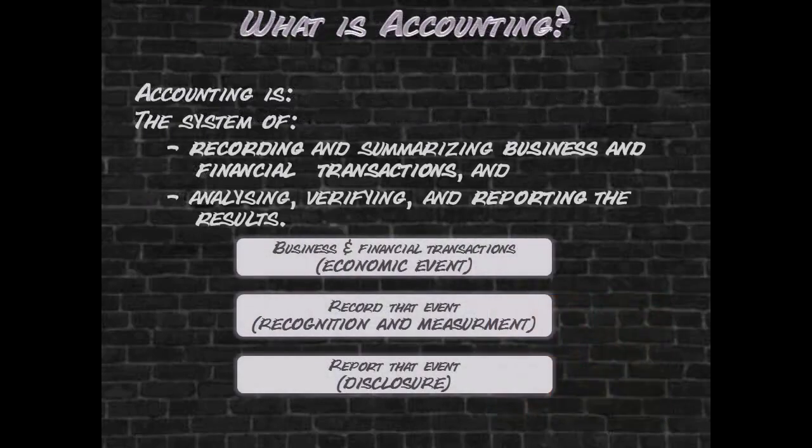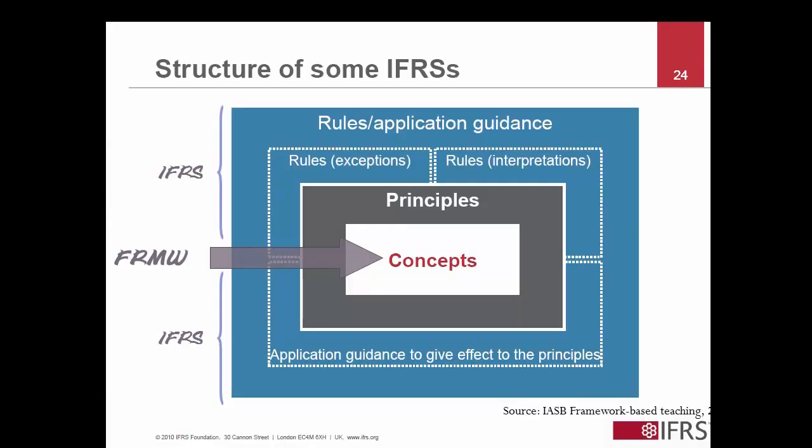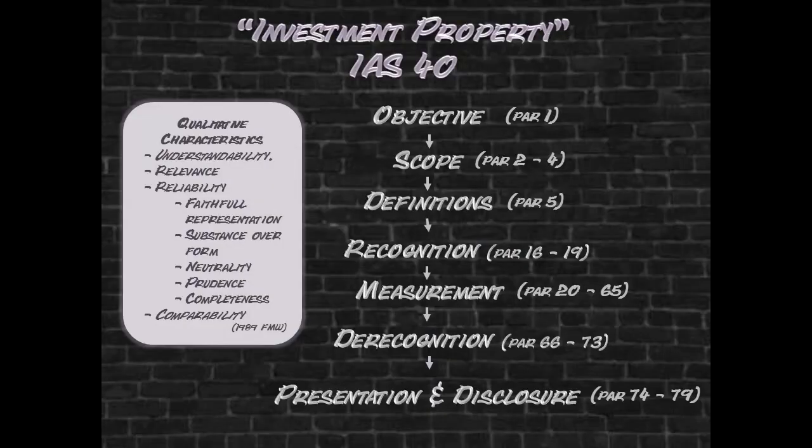The initial step in the accounting process is the identification of an economic event on which to report. This process then concludes with reporting on that event. Accordingly, a typical IFRS reflects this process in its structure, while basing its principles and rules on underlying concepts. In the instance of IAS 40, the economic event considered is transactions involving investment properties, and it may be argued that the 1989 framework provides the underlying concepts.